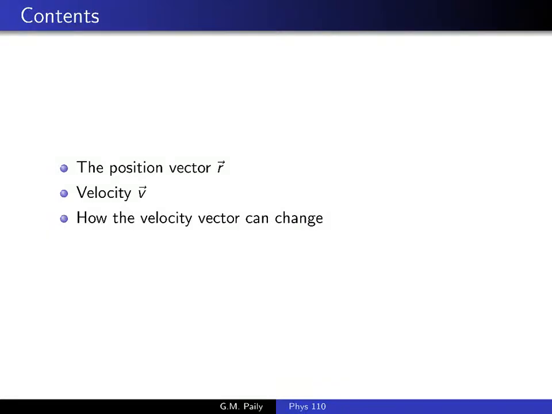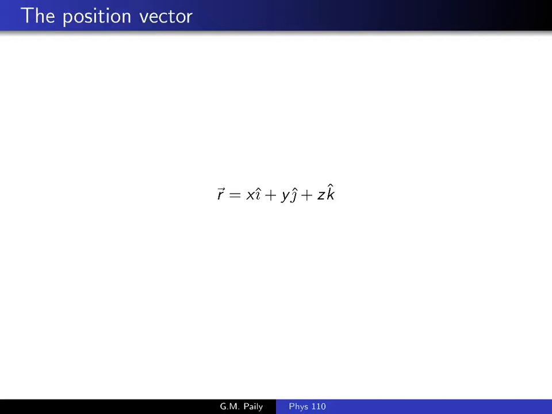In this video, we will look at the position vector, the velocity vector, and how the velocity vector can change. The position vector is simply the vector that takes you from the origin to a particular position with coordinates x, y, and z. And thus, the position vector is given by x i hat plus y j hat plus z k hat.